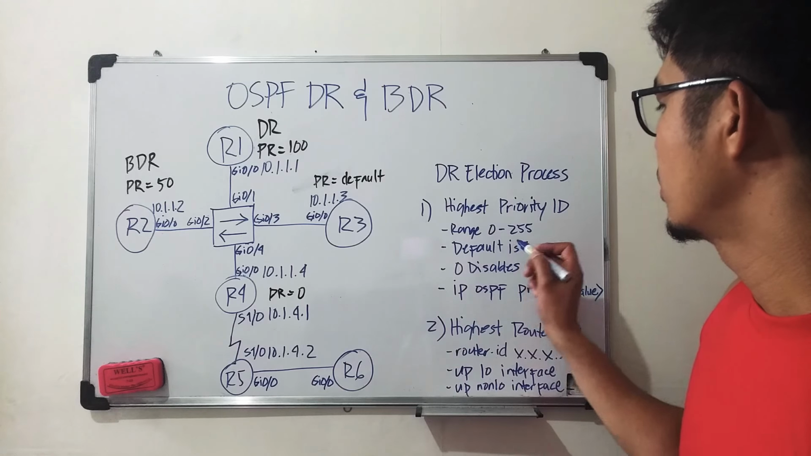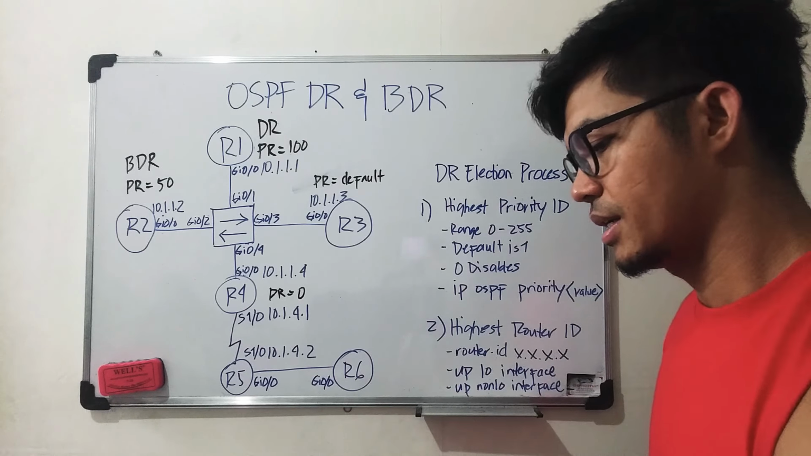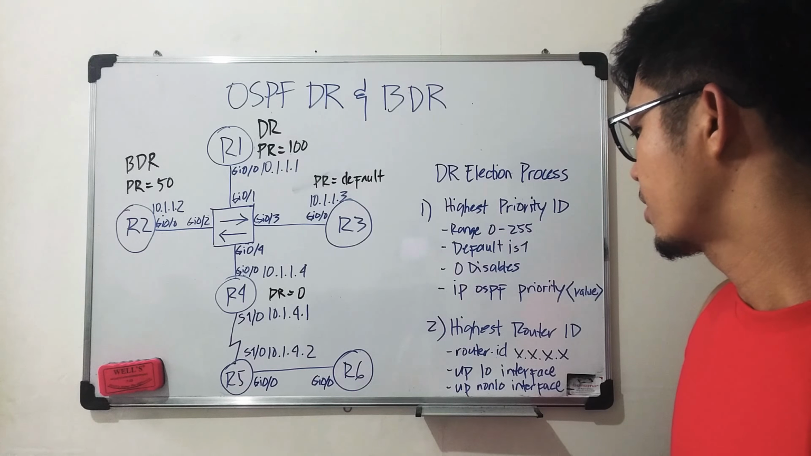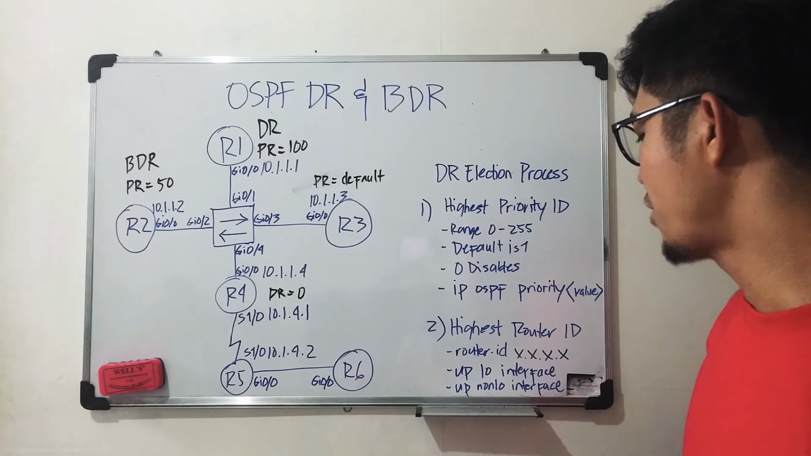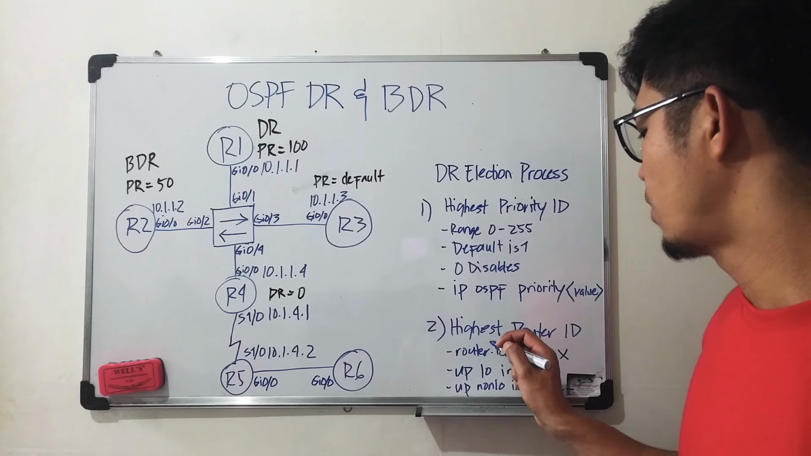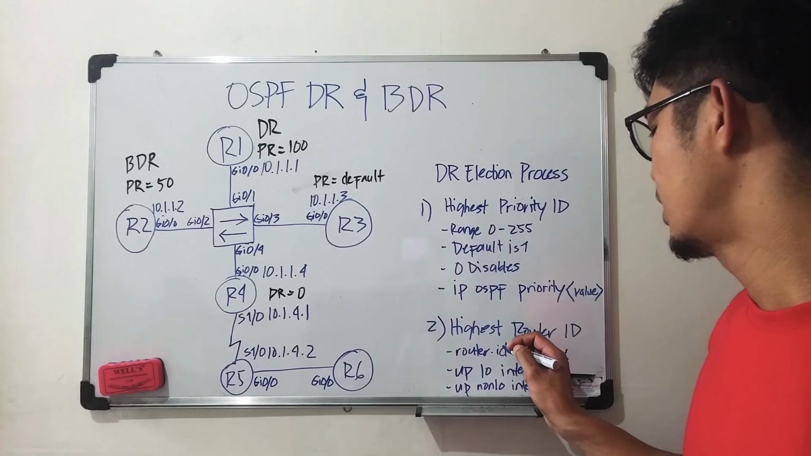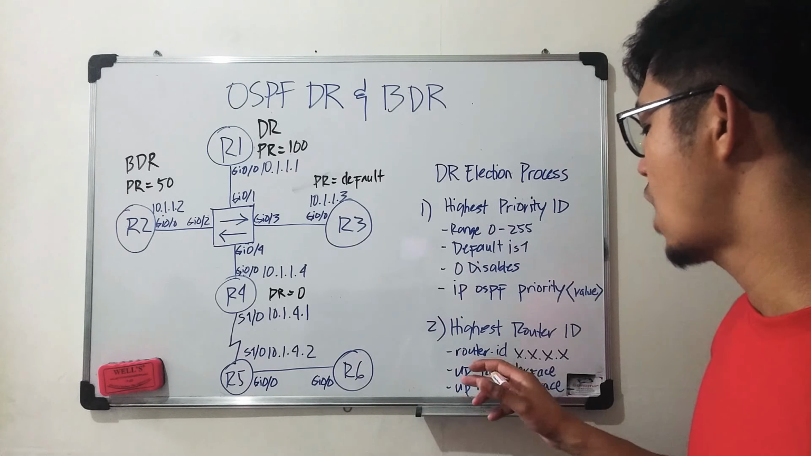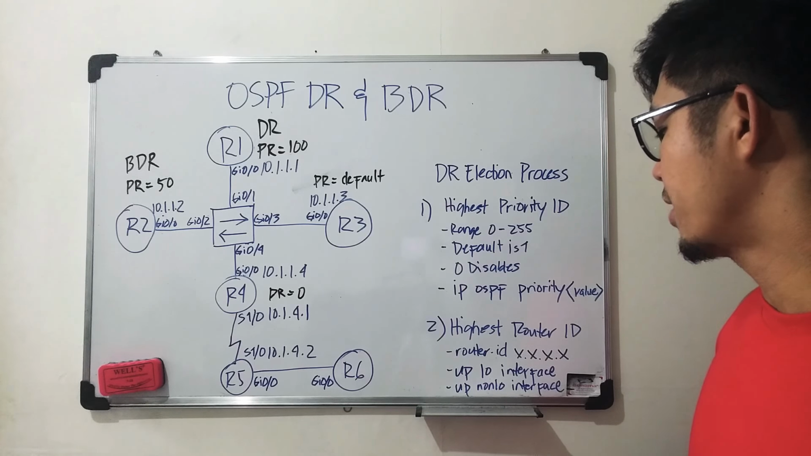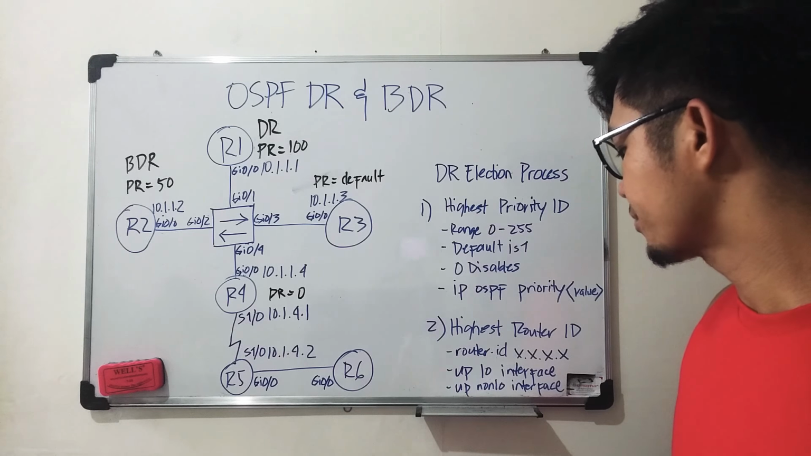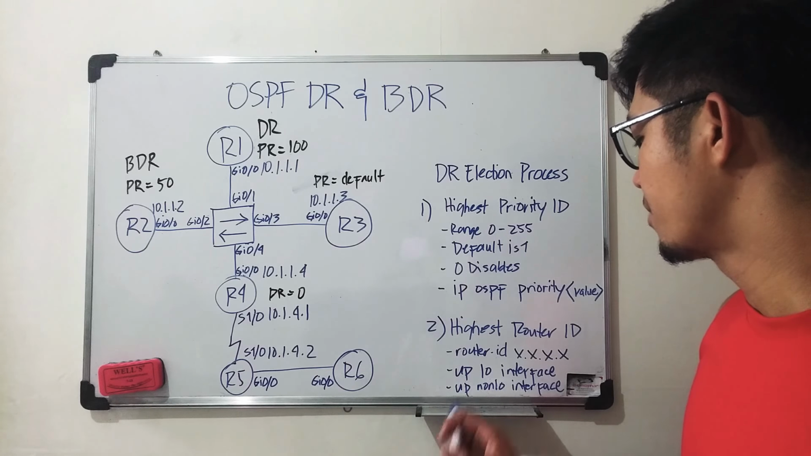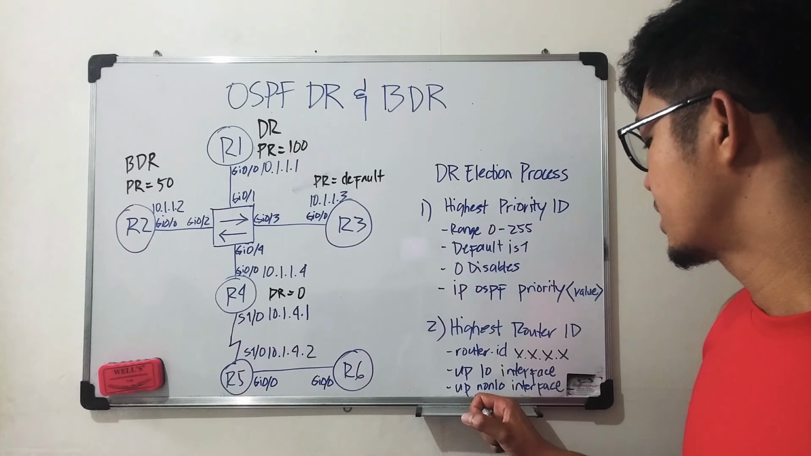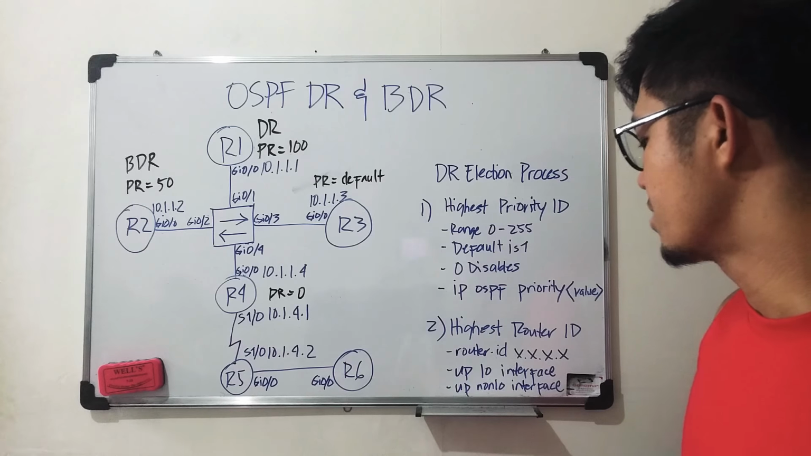And when priority is all the same or set to default, then the second criteria is highest router ID. Router ID is configured in router OSPF subcommand, under router OSPF and then the router ID. So that's how you would configure router ID. And if there is no router ID configured, then router ID is selected based on the highest IP of a loopback interface. And if there's no loopback interface, next is the highest IP of a non-loopback interface. That's going to be the router ID.